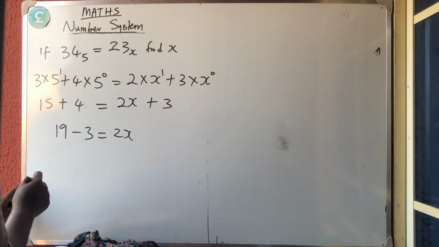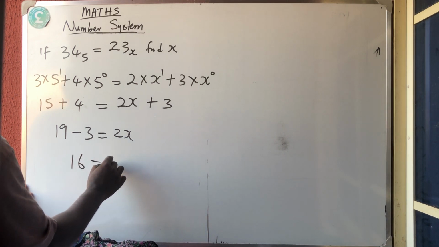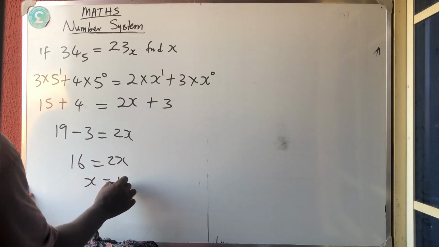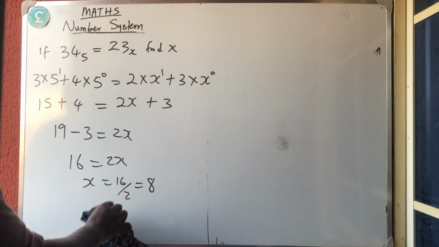19 minus 3 will give me 16, is equal to 2x. So x is equal to what? 16 by 2, which is what? 8. Okay, so the next one.